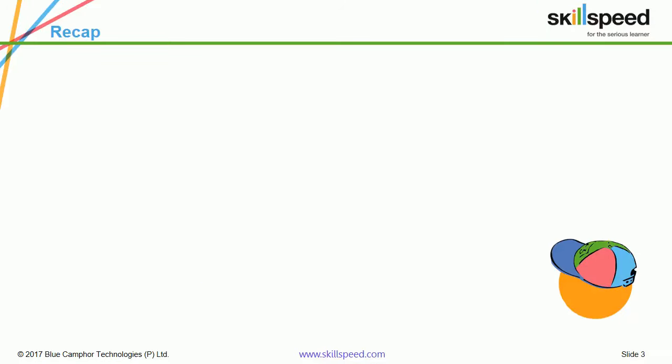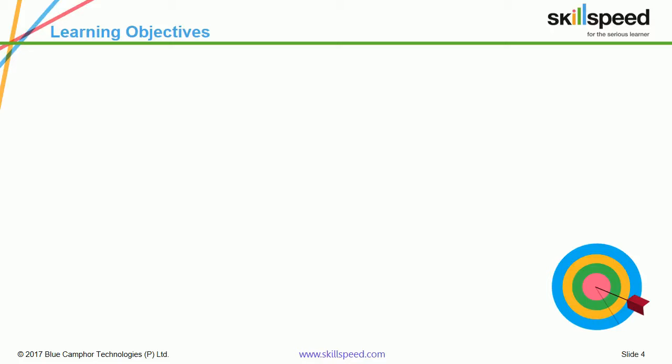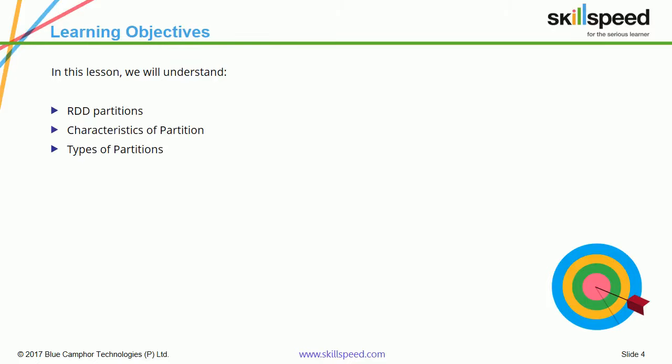Before we proceed with the lesson, let's have a quick recap of the last lesson. In the last lesson, we learned about the building blocks of RDD, the RDD creation and different types of ways to create RDD. In this particular lesson, we will be looking at RDD partitions, what their characteristics are, and what the different ways are in which you can have partitions.